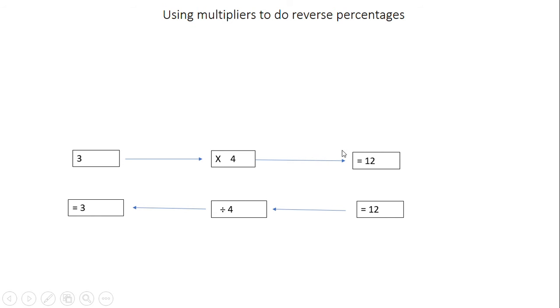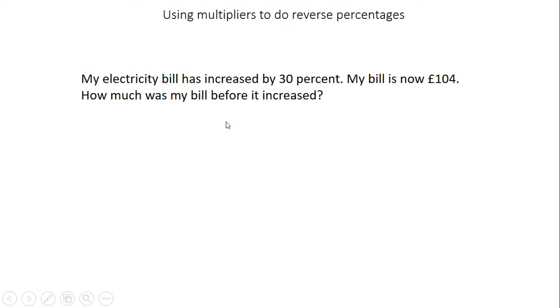If you can understand that, and if you understand multipliers, you shouldn't find it too hard to do reverse percentages. My electricity bill has increased by 30%. My bill is now £104. How much was my bill before it increased? So I started with an amount, okay? That amount increased by 30%, so I times it by 1.3. And after I increased it by that amount, the amount became £104.